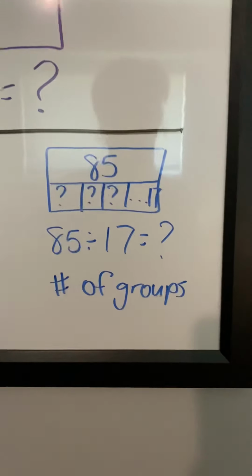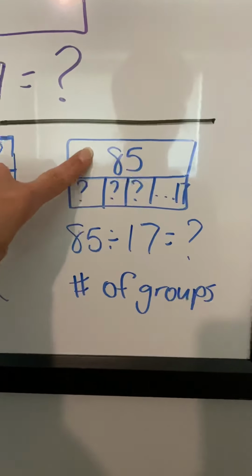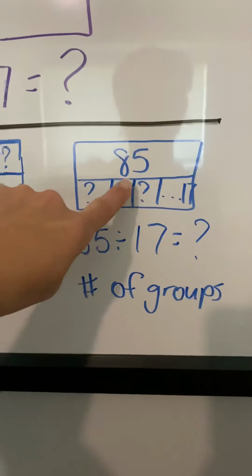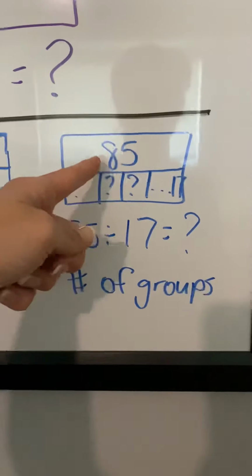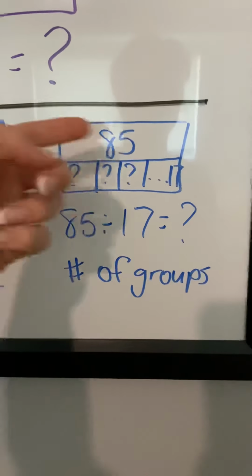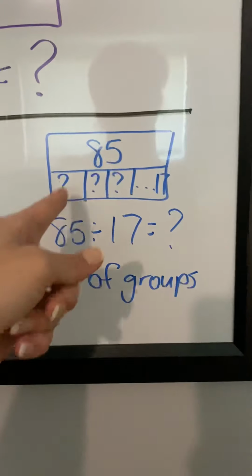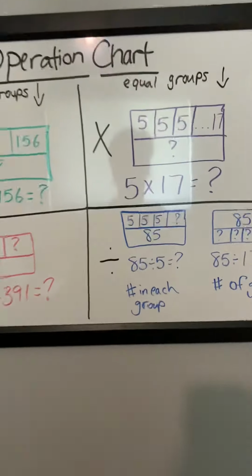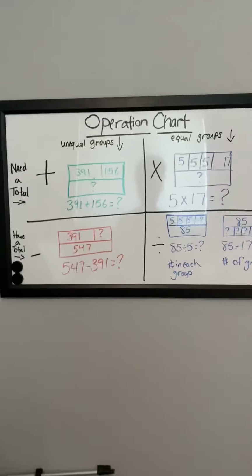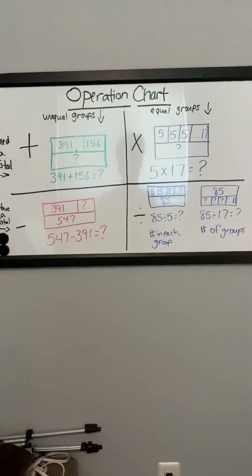And in this situation, I have the total 85. I don't know how many is in each group, but I know that I have 17 groups. So this would be like if I had 85 Oreo cookies and I had 17 people in my class, how many cookies is each person going to get, okay? And so, like I said, I'm going to be posting a picture of this chart. I just wanted to do a brief review for you and your parents.